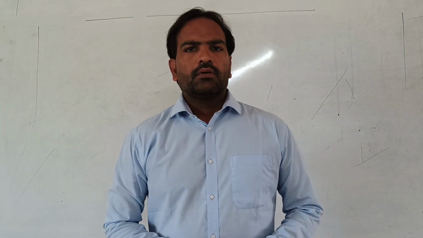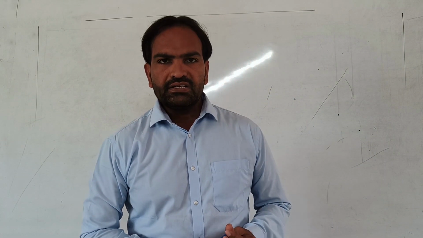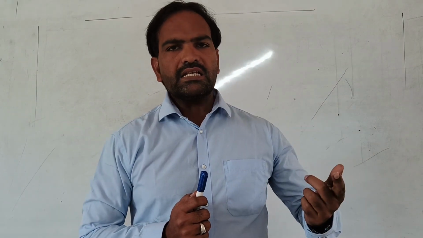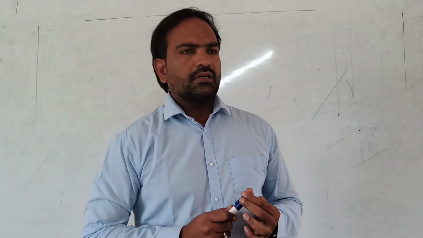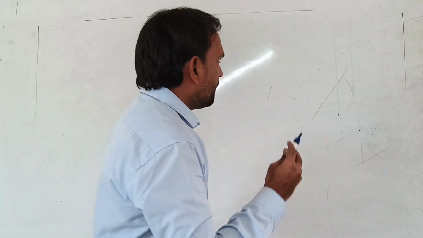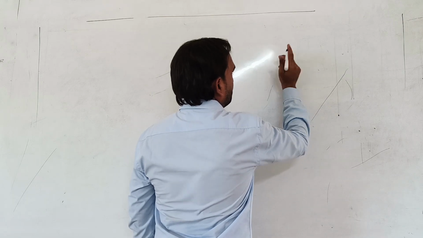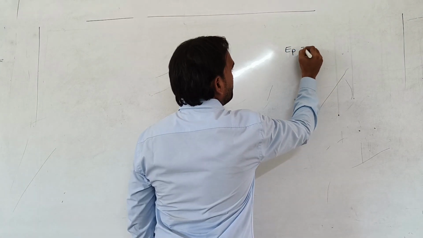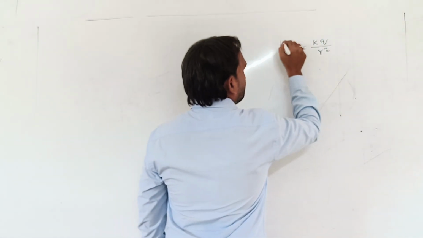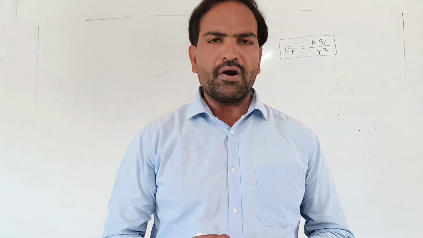Hi students, today we are going to discuss the electric field intensity due to a continuous charge distribution body. Last class we already discussed the electric field intensity due to a point charge. For a point charge we used the formula kq by r square. Electric field intensity at point P due to a point charge is kq by r square. With the help of this formula, we find the electric field intensity due to a point charge.